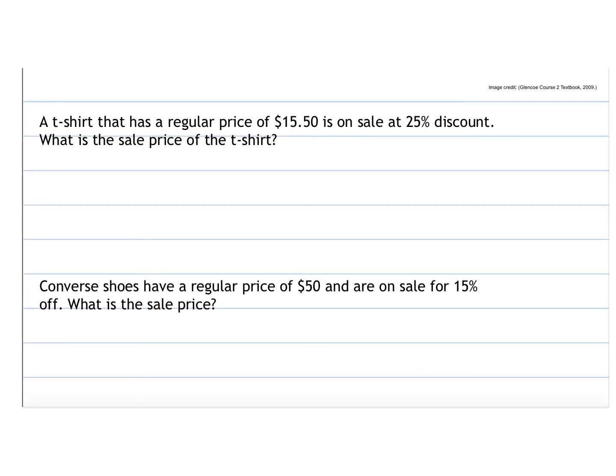A t-shirt that has a regular price of $15.50 is on sale at a 25% discount. What is the sale price of the t-shirt? Okay. So again, I'm going to figure out what is 25% of that item and then subtract it off. So turn my percent into a decimal. Take $15.50 times 0.25.